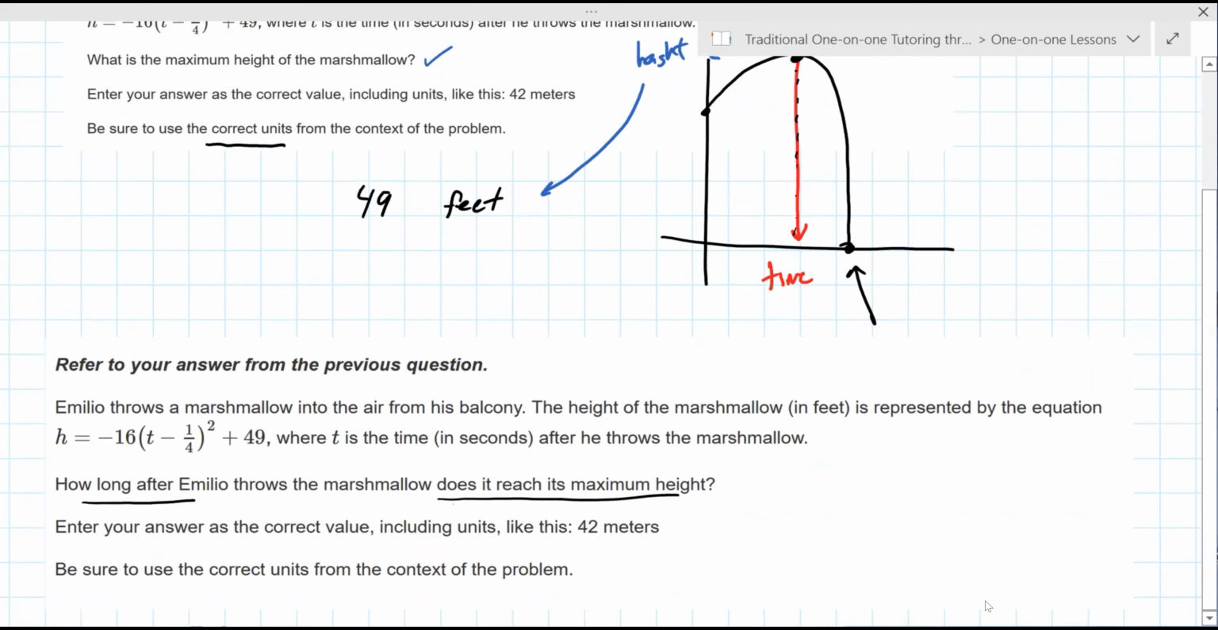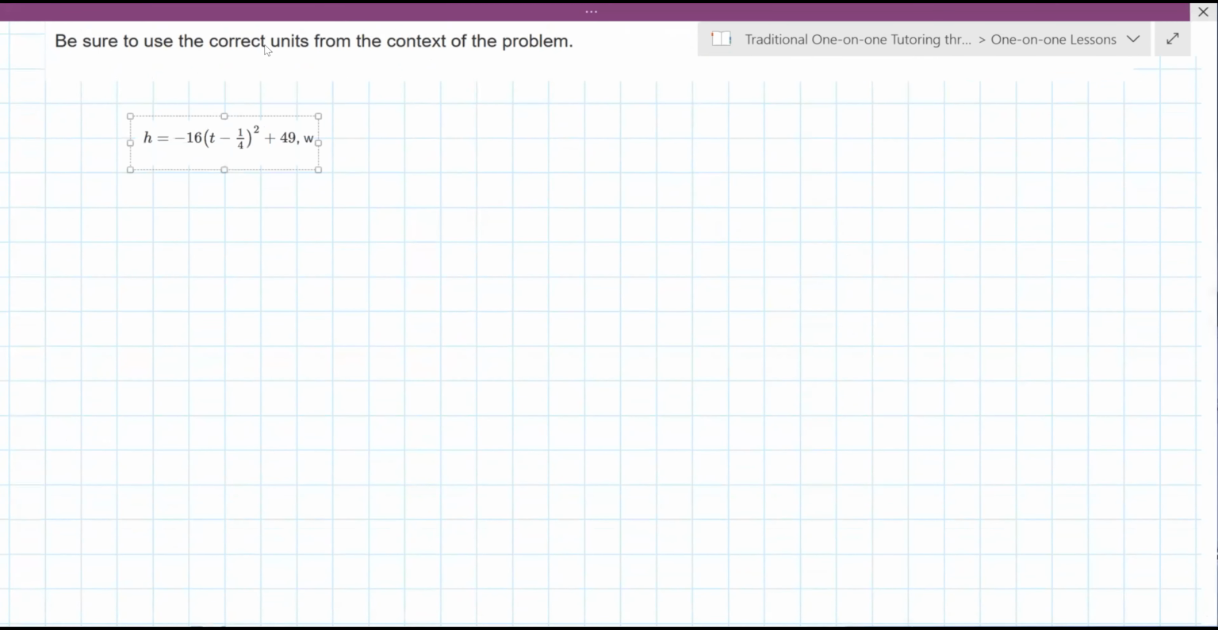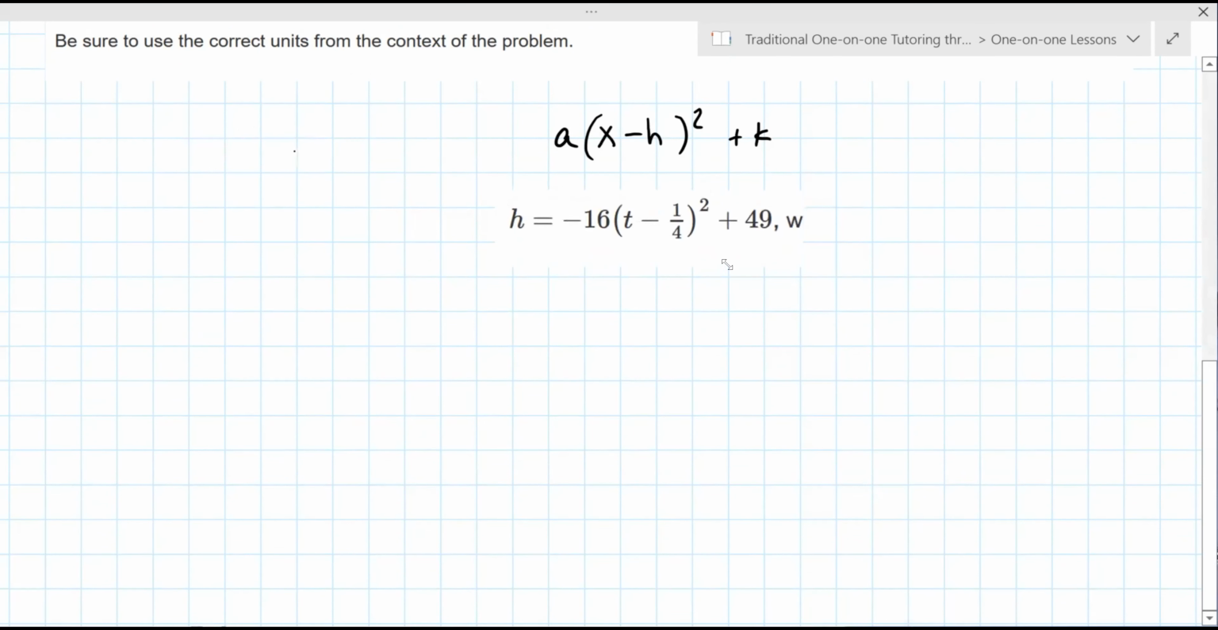Now, to answer this question more directly, you have to recognize that this equation is already in what's called vertex form. I think we've talked about that a little bit. But vertex form is this: x minus h squared plus k. Sometimes there's a number on the outside. So take a look at your problem here. Do you see how it's more or less in this vertex form here?